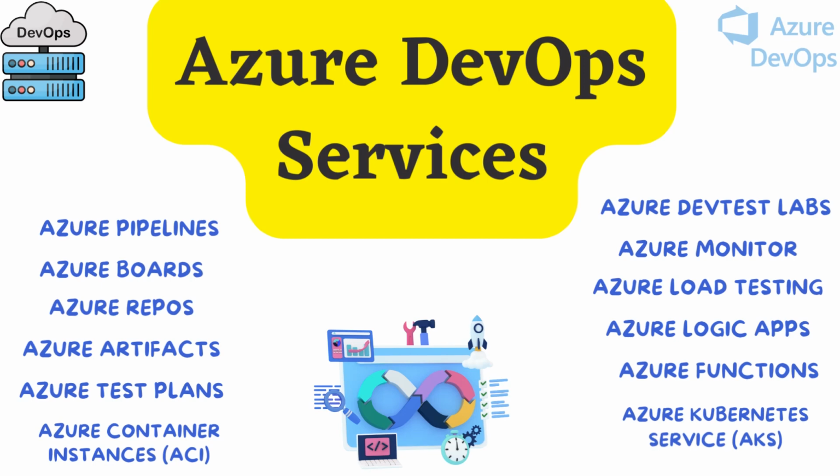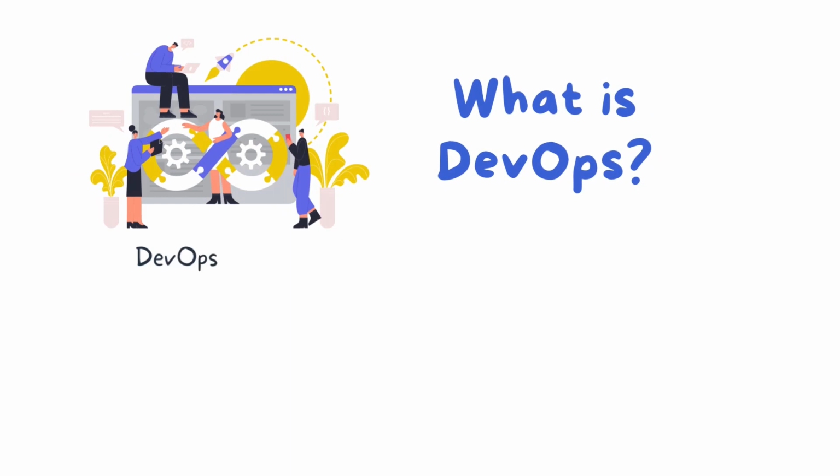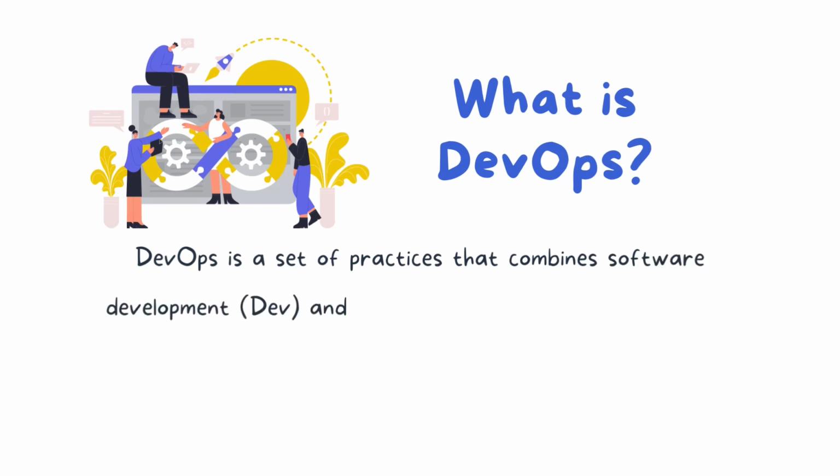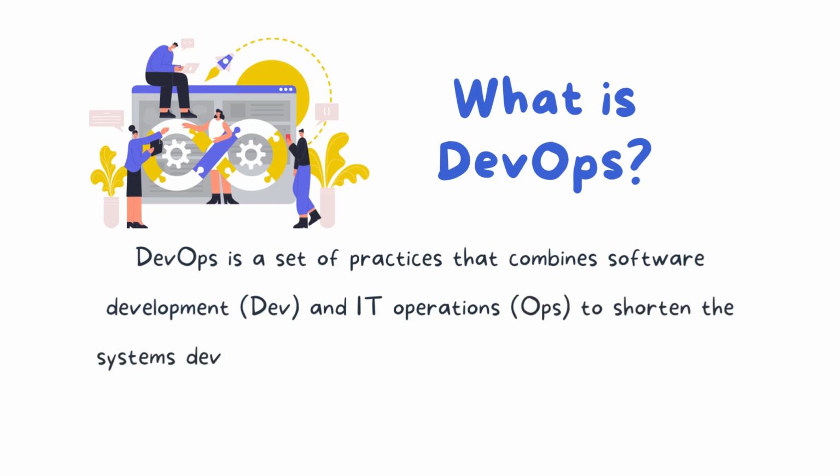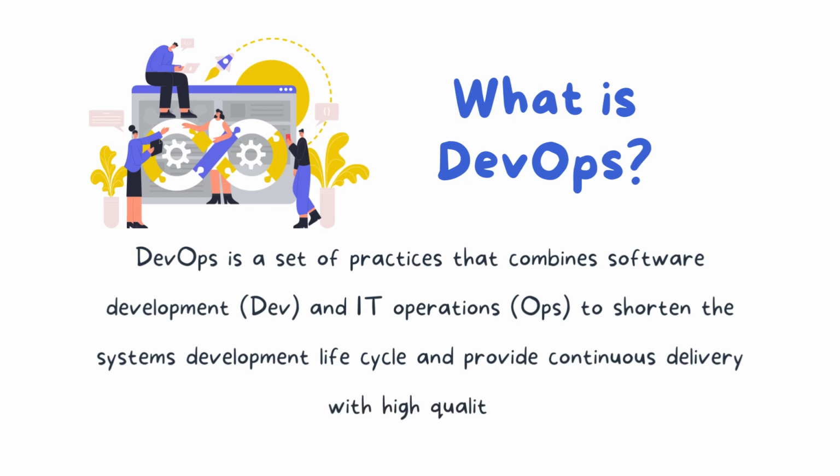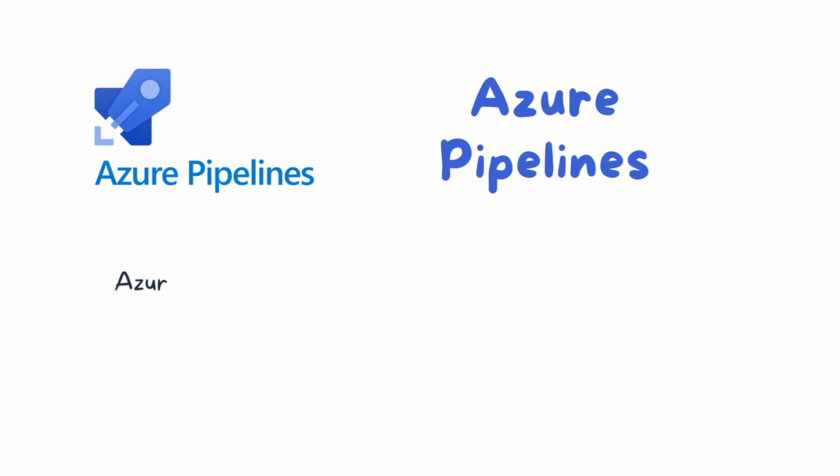So in this quick video, we are going to talk about each service very quickly, so it will help you understand what these services actually do. Before deep diving into the services, let's quickly understand what exactly DevOps is. DevOps is a set of practices that combines software development, meaning the development team, and IT operations, meaning the operations team, to shorten the system's development lifecycle and provide continuous delivery with high quality. So Azure DevOps is a suite of services that helps your team collaborate and automate the development, testing and deployment of software.